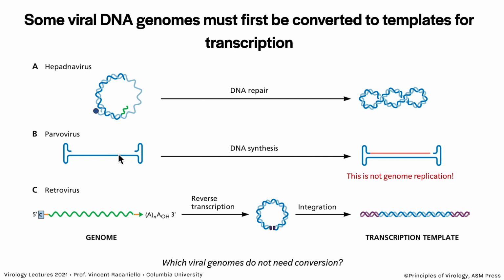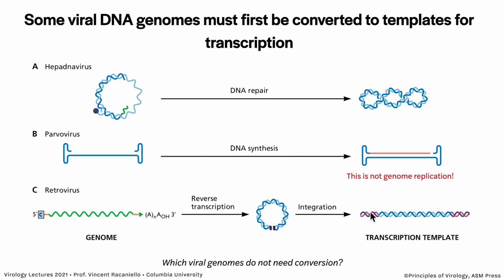Single strand can't be transcribed. Again, the cell recognizes this as damaged. It fills in the gap. It's not genome replication. That happens later, and we'll talk about that on Monday. But this is repair. And then, of course, the retroviruses, they're RNA genomes, plus-stranded RNA. They are copied into double-stranded DNA in the cytosol, and then this goes into the nucleus. It integrates, and now it's a transcription template. So all of these three have to be fixed or converted to templates for transcription.